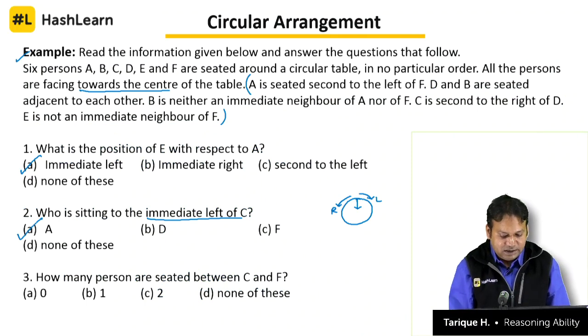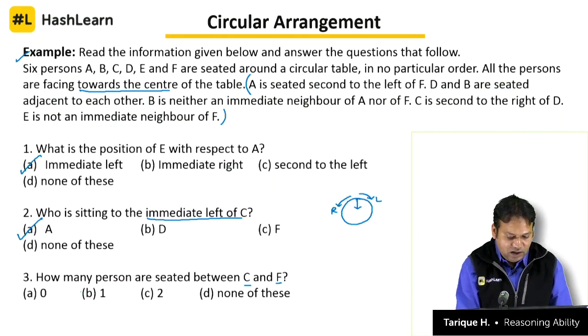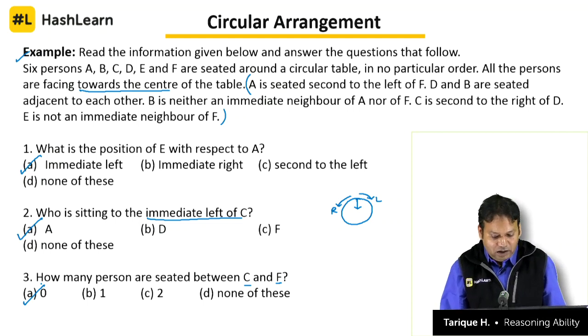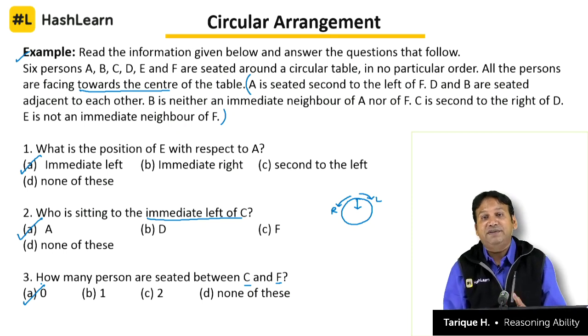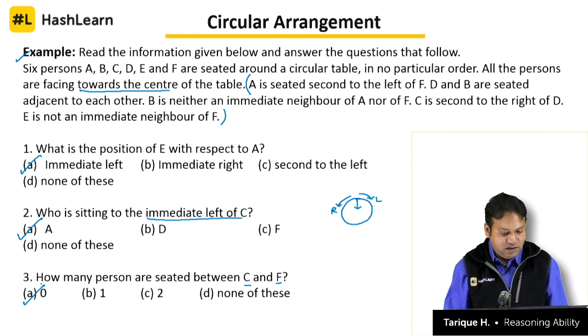And how many persons are seated between C and F? If you look at C and F, the answer will be 0, or 1, 2, 3, 4. So either it will be 4 or 0. 0 is there in the answer option, so we should say 0. Clear? Sometimes the question additionally mentions counting from the right of C or from the left of F, so that there is no confusion whether it is 0 or 4. This is a simple question, I did not mention that additionally here, and the answer here is 0.